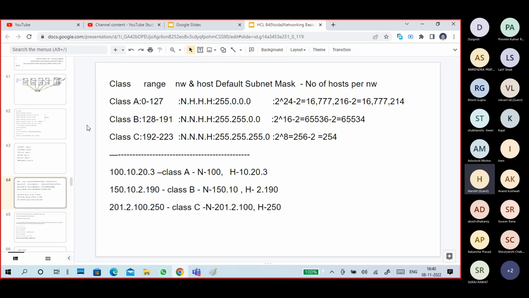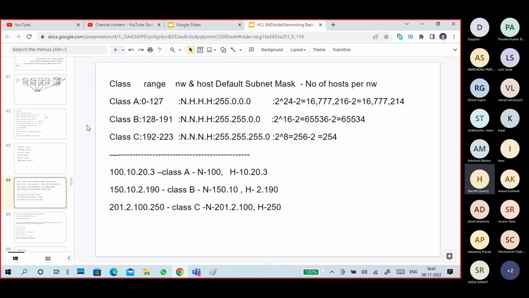But class B gives 65,534 IP addresses for a single network. Meaning, those many devices you can connect, those many IP addresses we can assign to the different devices. So if you have more than 254, it is better to choose class B. You have 5,000 devices, I need 5,000 IP addresses: class B. I have 50,000 devices or 50,000 IP addresses required: class B.